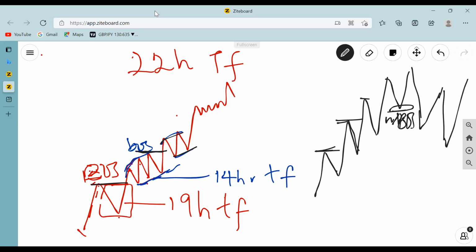But what we know here is that this minor break of structure that we have here is for a what? Is for a reversal. It is a reversal break of structure, not a continuation break of structure. Why are all these ones here continuation breaks of structure? Why is this one a reversal break of structure? I hope that is clear enough.